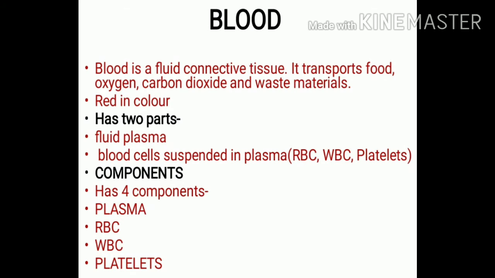Let us start with blood. Blood is a fluid connective tissue. It transports food, oxygen, carbon dioxide, and waste materials through the body. Blood has two parts, the fluid part, that is plasma, and the solid part, that is the blood cells, which remain suspended in the plasma. So basically the components of blood are plasma, white blood cells, red blood cells, and platelets.